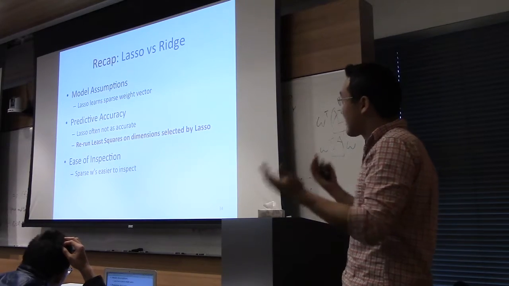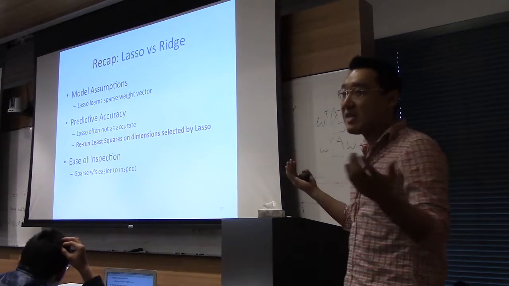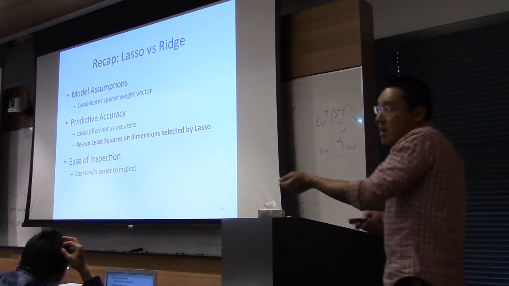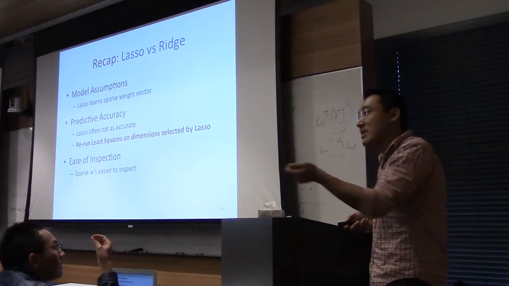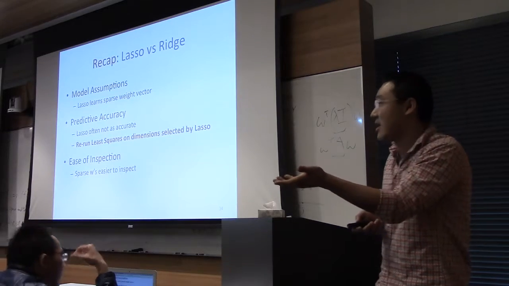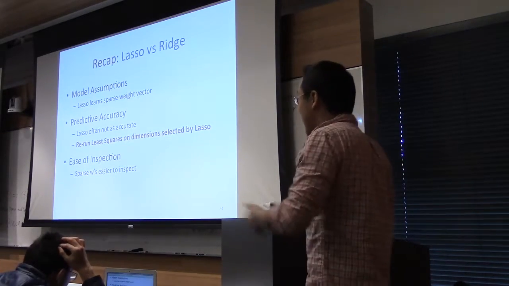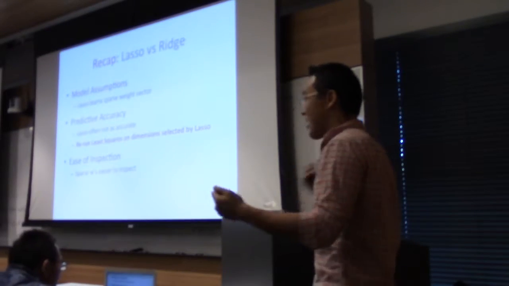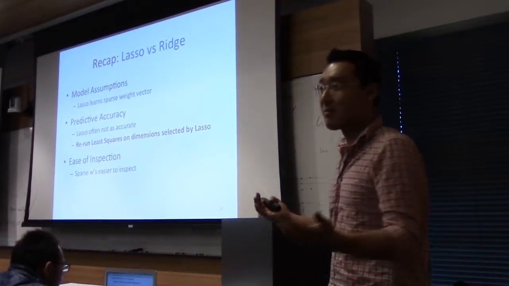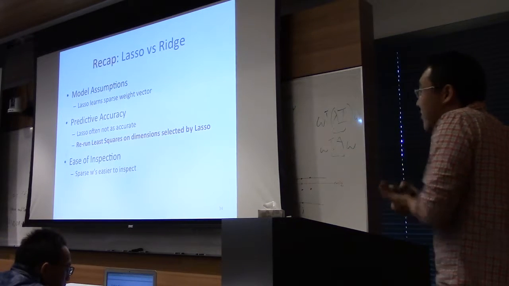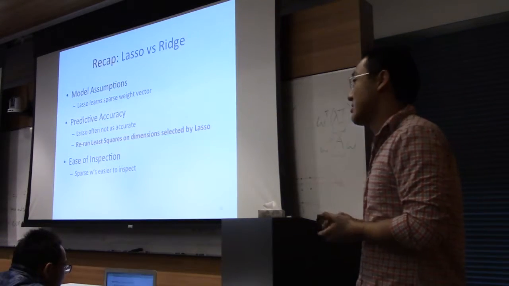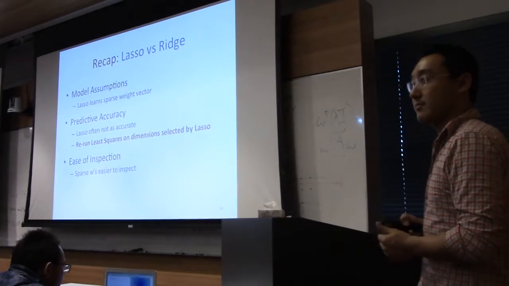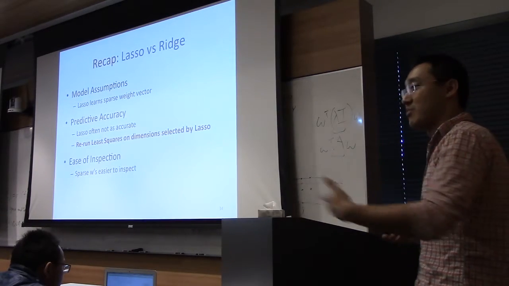Lasso does offer some benefits in terms of ease of inspection. A parameter vector with very few non-zero entries is easier to inspect manually and understand what the model is doing than some complicated model class with lots of non-zero weights and things happening that you don't understand. So many people prefer using Lasso as a step towards understanding the data, and what the features are that are truly predictive of this phenomenon.